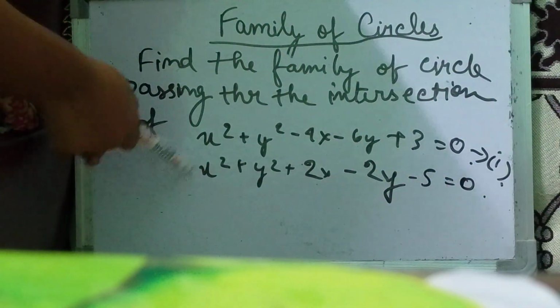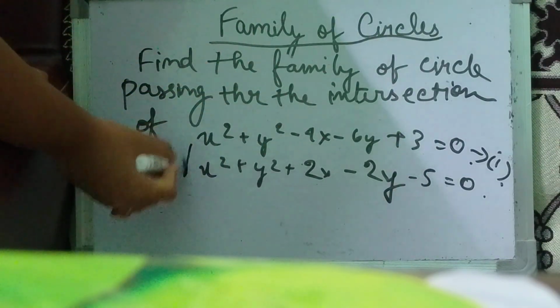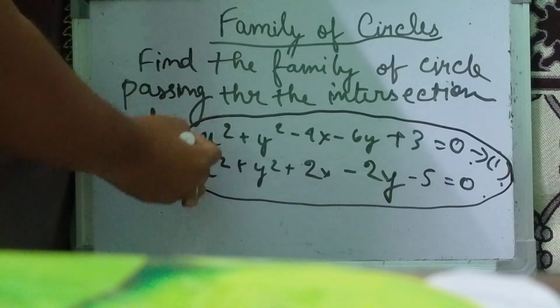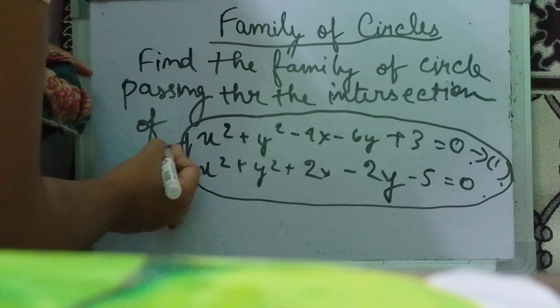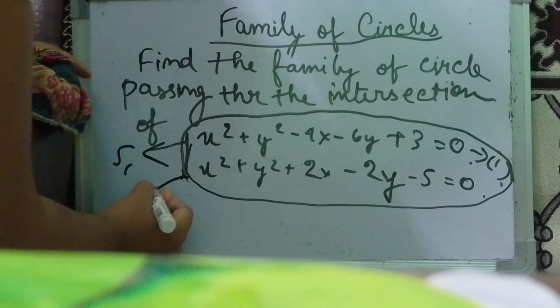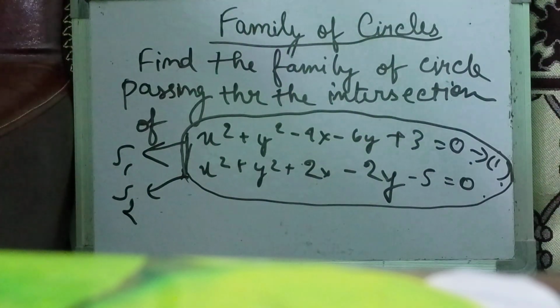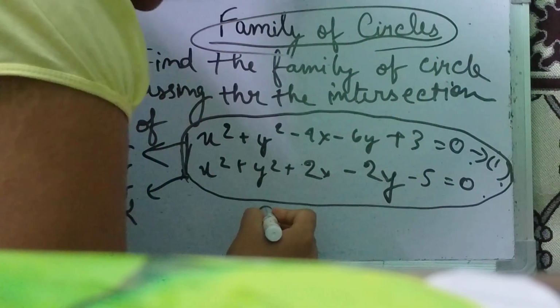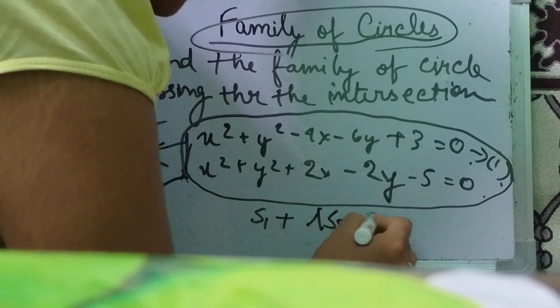So these two are the equations of circles, and we need to find the equation of the circle that will be passing through the intersection of these two circles. So how to find that? We know this is S1 and this is S2. According to the family of circles, the equation of the new circle will be S1 plus lambda S2 equals 0.